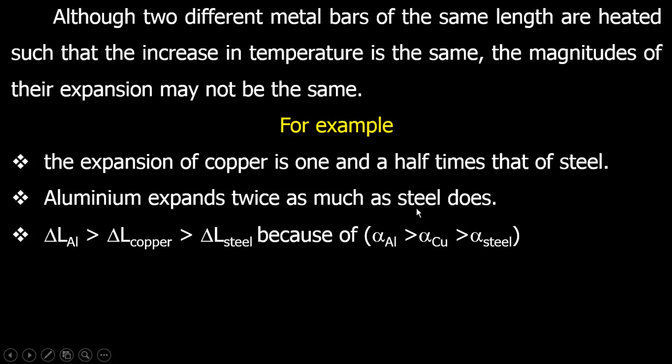So the order is aluminium, then copper, then steel. The value of delta L for aluminium is greater than delta L for copper, which is greater than delta L for steel.